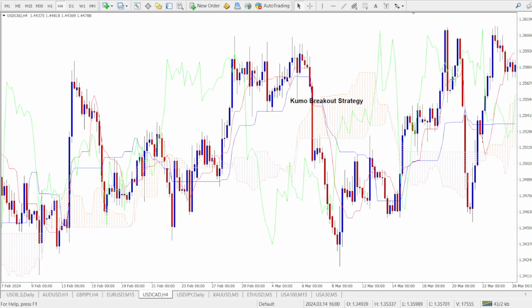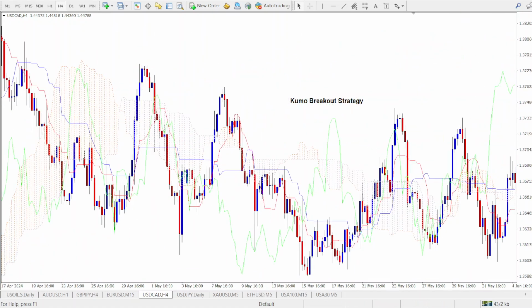Now, the Kumo doesn't just reflect current trends. It also projects into the future.